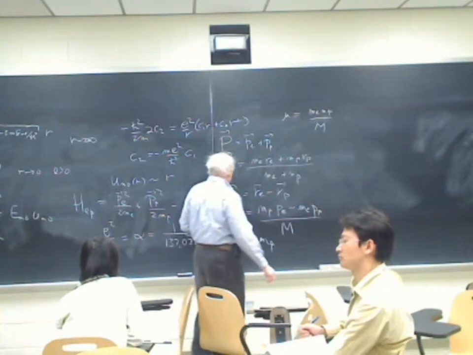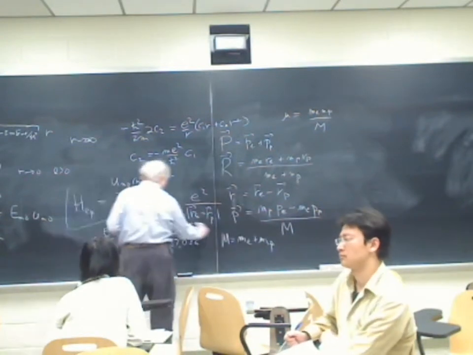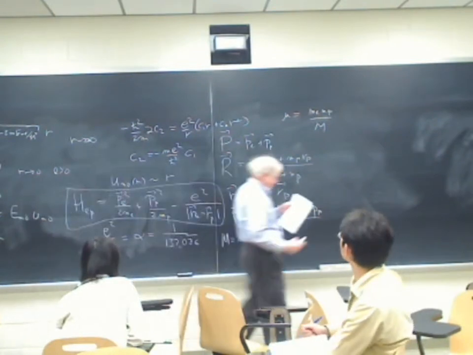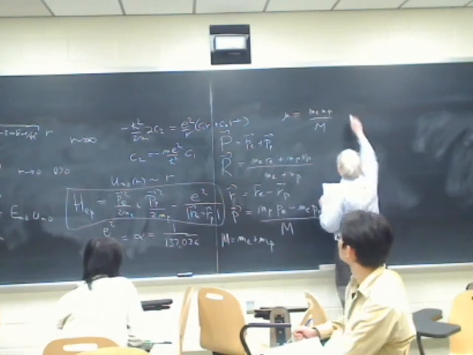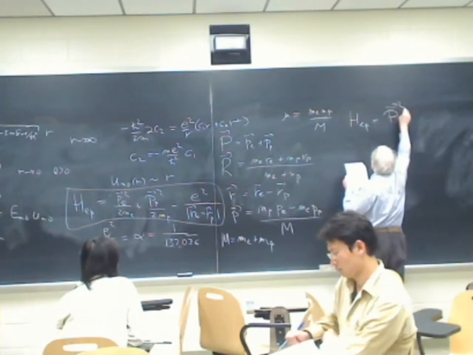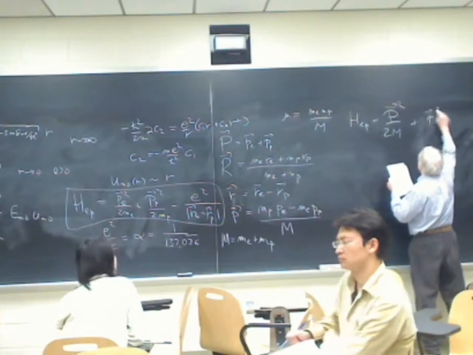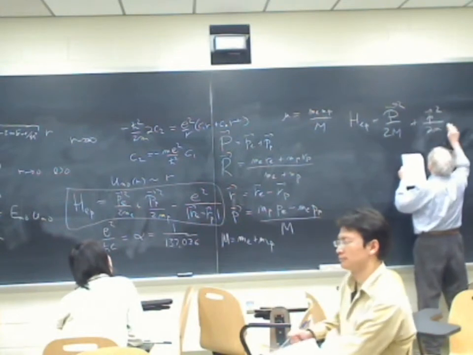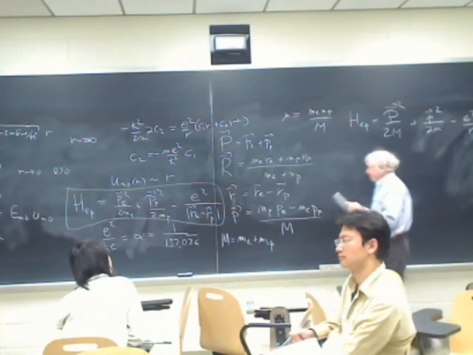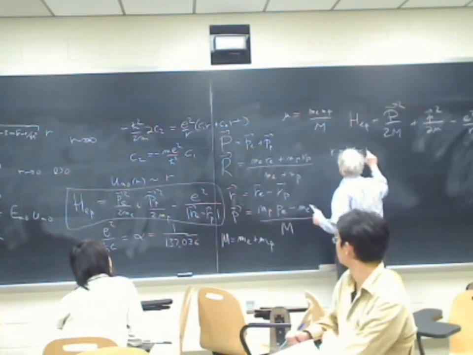And one of the homework problems that I added was that this Hamiltonian, in terms of these variables, can be written as H_EP equals P squared over 2 big M plus relative p squared over 2 reduced mass minus e squared over R, where here R is the absolute value of r_E minus r_P.